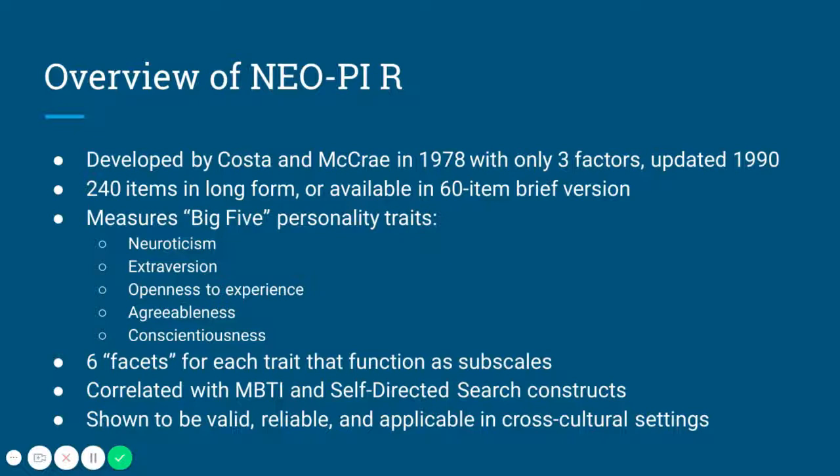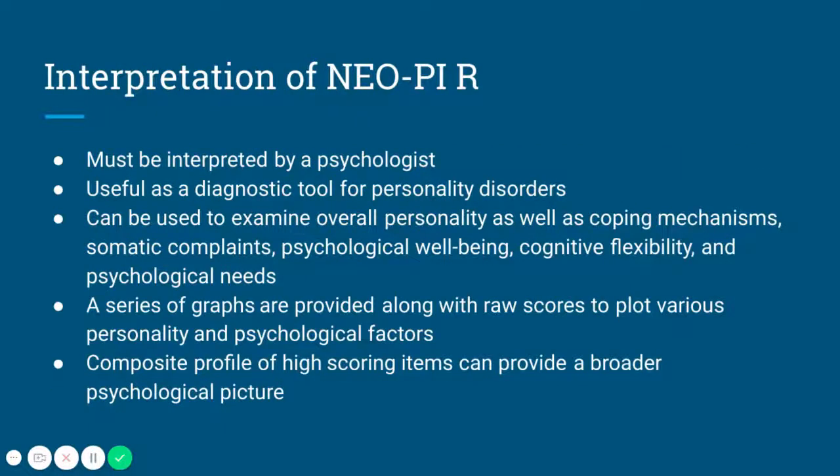It has been correlated with the Myers-Briggs type indicator and also the self-directed search constructs, and it has been shown to be valid, reliable, and applicable in cross-cultural settings. When you're interpreting the NEO, first of all, it must be interpreted by a psychologist or a psychiatrist, so you have to have that level of training. It is useful as a diagnostic tool for personality disorders. It can be used to examine overall personality as well as things like coping mechanisms, somatic complaints, psychological well-being, cognitive flexibility, and psychological needs.